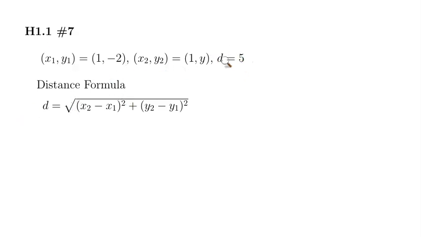So you have d equals 5, so I'm going to put the 5 in there, and it's going to look like this. Then x2 is 1, so I'm going to put the 1 for x2, and we get that. And x1 is actually 1 as well, so I'm going to put 1 in there.